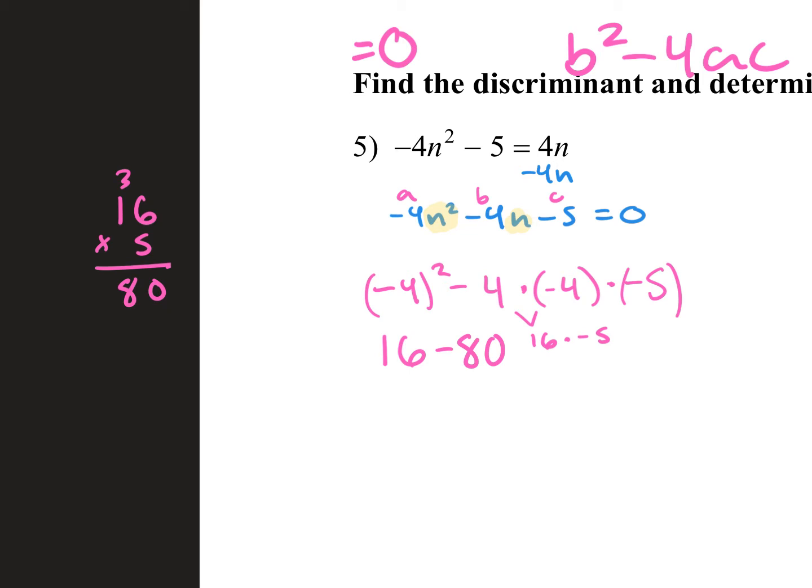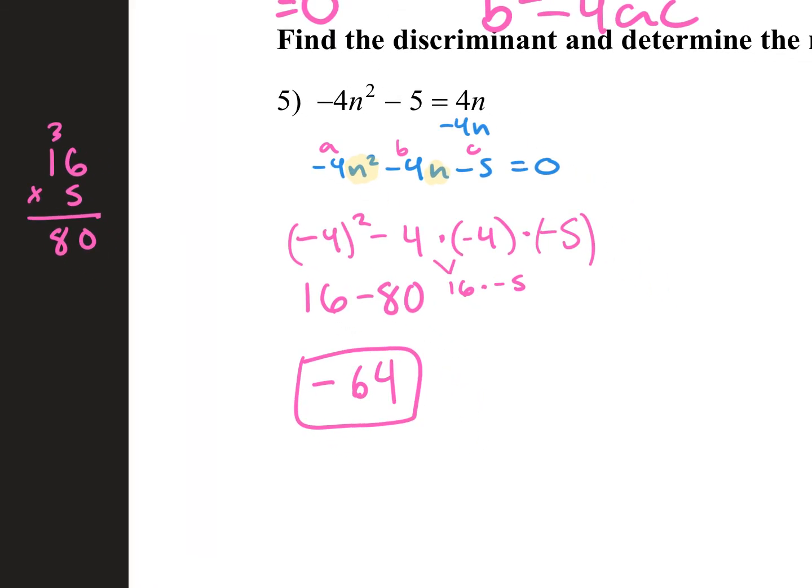What's 16 minus 80? Positive or negative? Negative 64. And then this is our discriminant. How many solutions do we have? No real solutions.